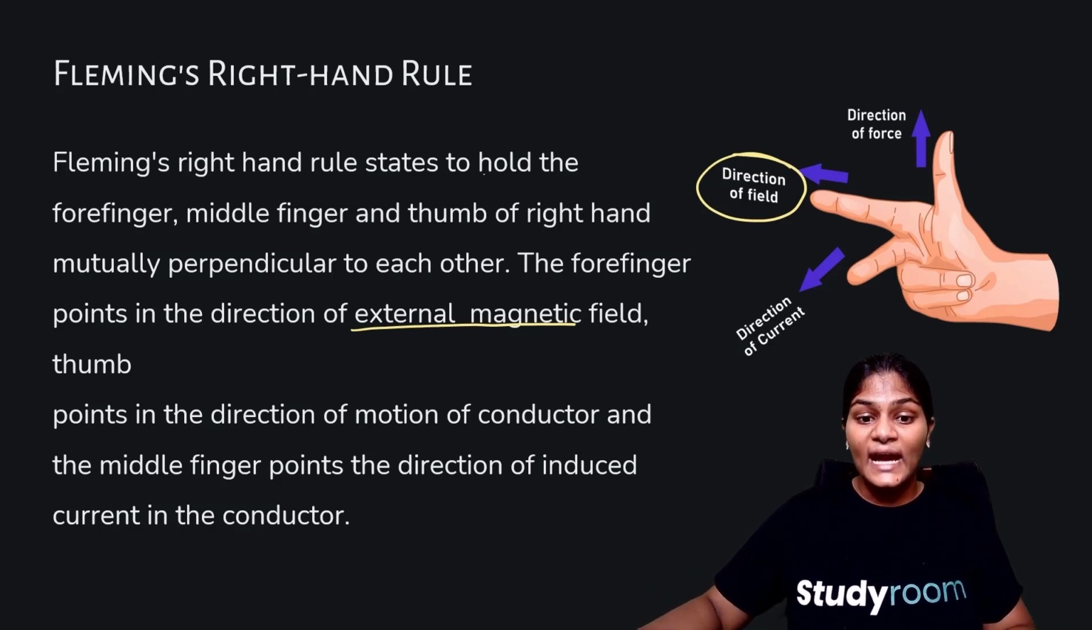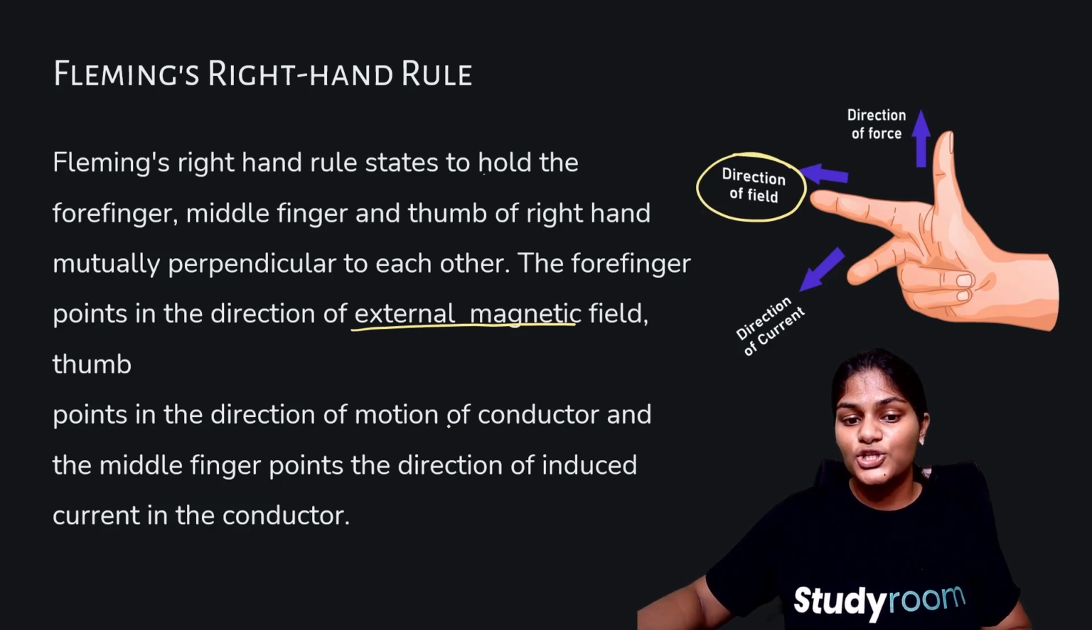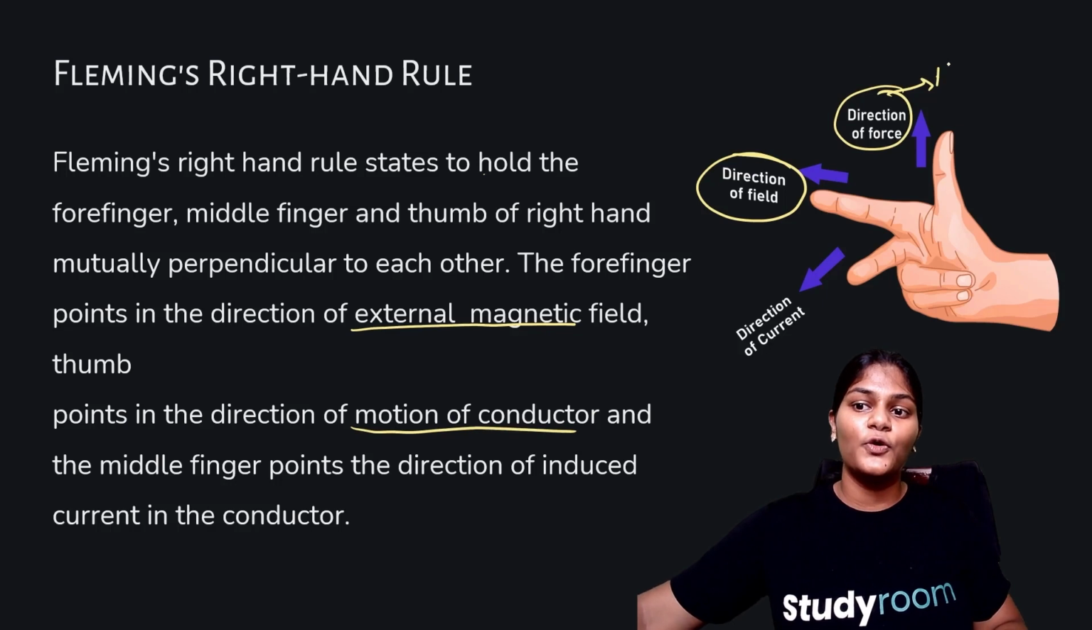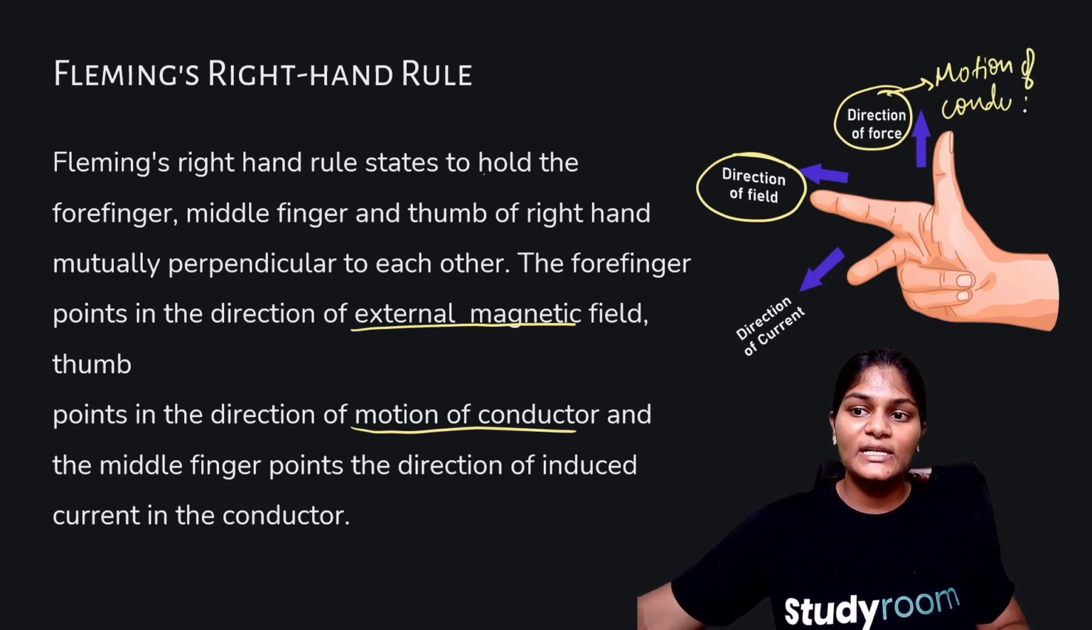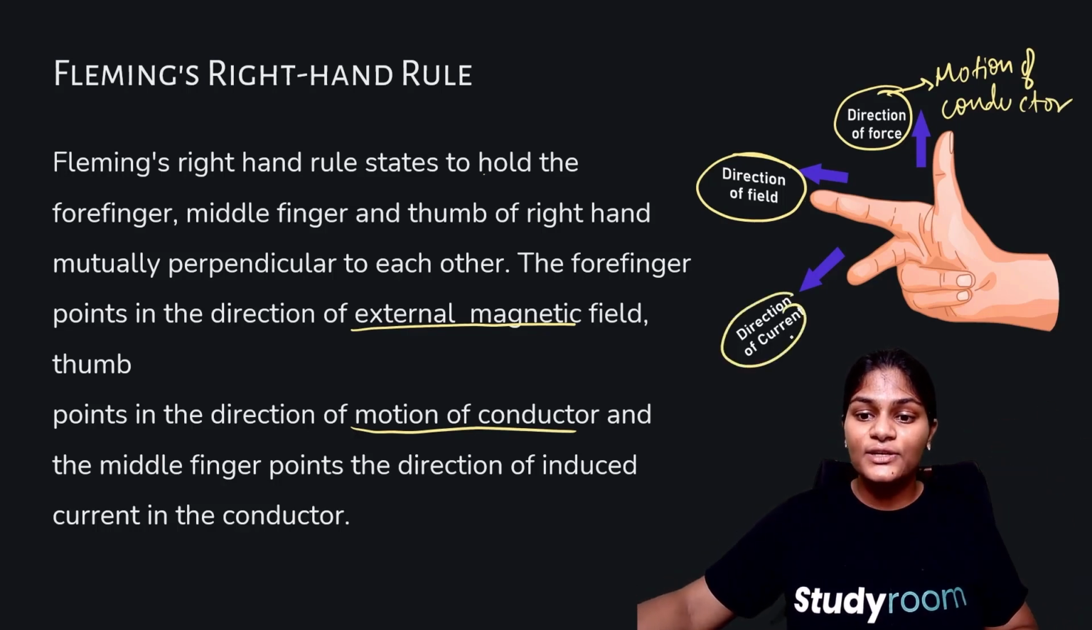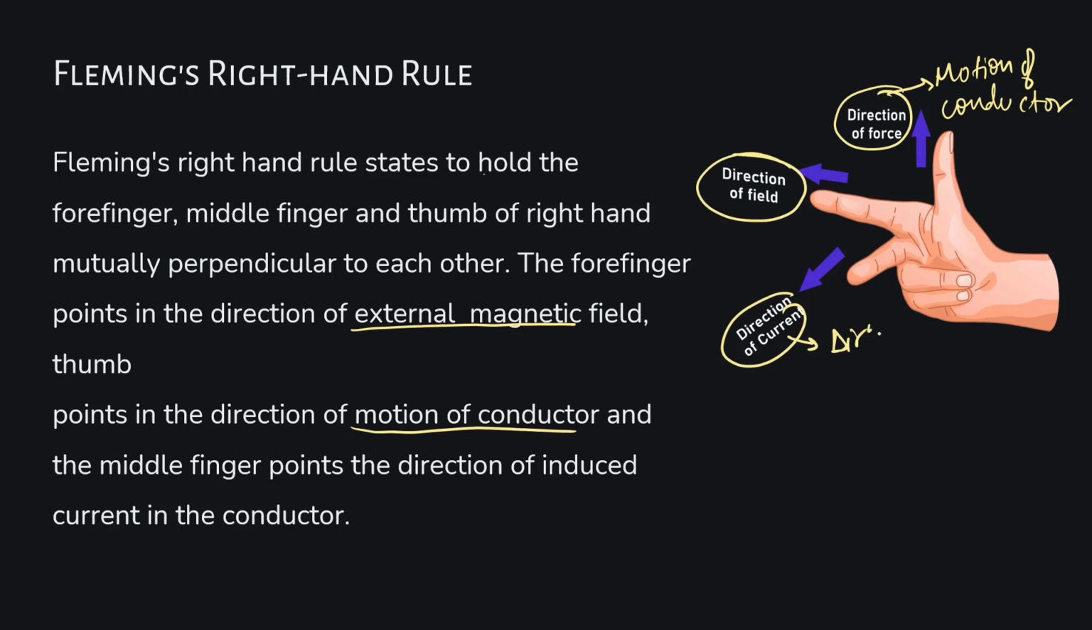Next, we learned that the thumb points in the direction of motion of conductor. Here it's written direction of force, but instead of direction of force, you can write the motion of conductor, because that is more relevant to what we had studied in our experiments. And instead of direction of current, write direction of induced current, because now we are studying electromagnetic induction. We are inducing a potential difference and then in turn inducing a current. So direction of induced current.